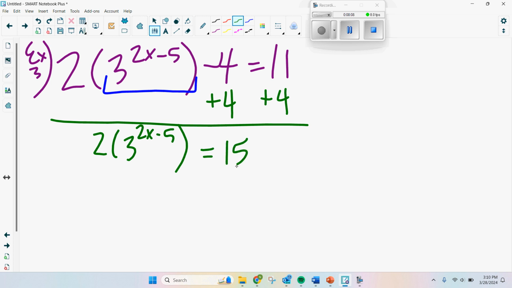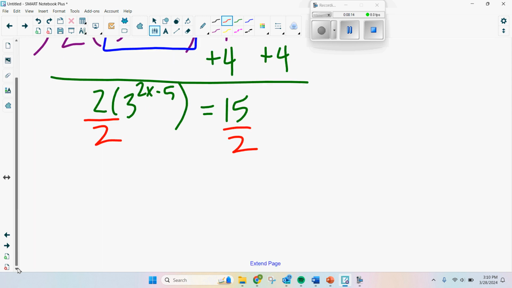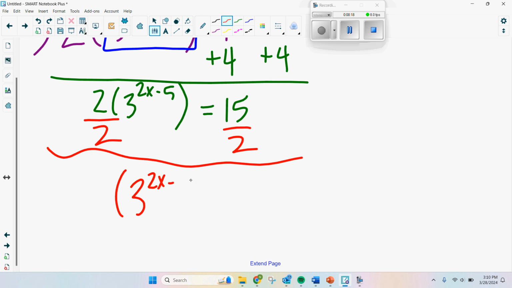Okay. Then I need to get rid of this 2, and I can divide by it because the 2 is being multiplied by everything in the parentheses. So this equals 3 to the 2x minus 5. I don't really need that parentheses. We can make it 7.5 if you want, or you can just leave it as 15 halves.